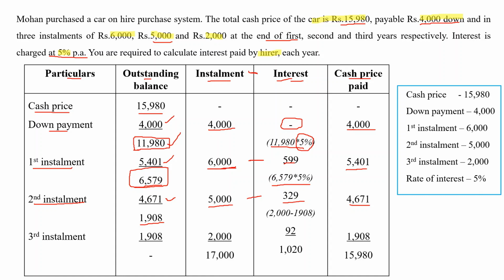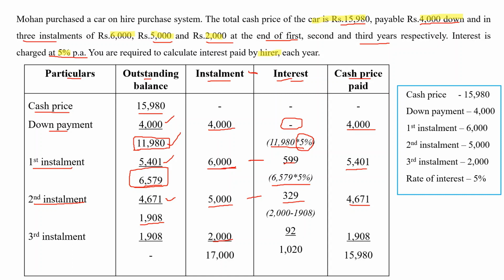Okay, now when will the next payment be made? The next payment is end of the third year. Third year is the last installment. He is making payment in 3 installments and the third installment is the last installment. Okay, what is the amount of last installment? It is 2,000 rupees. So in the installment column we have written 2,000 rupees.